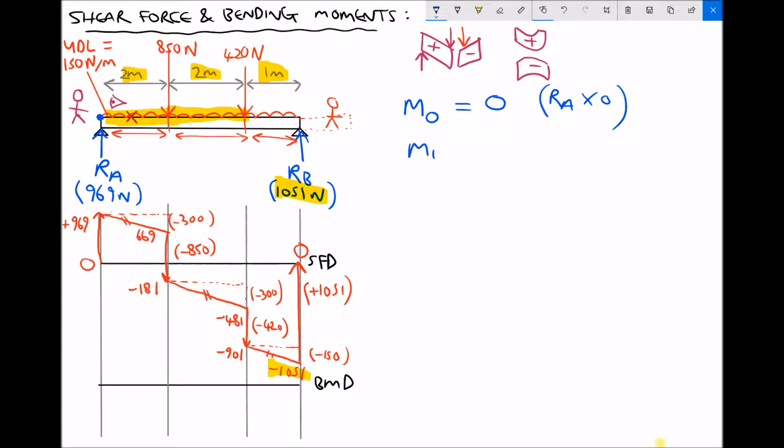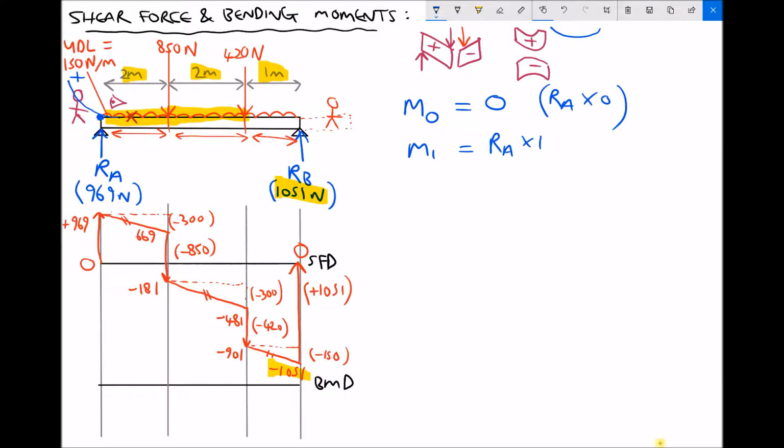Now, when I'm at 1 meter, I can see Ra. Ra's causing positive bending because it's making the beam take on this shape. And if we refer to our convention, we can see that anything that causes the beam to take on that shape is causing positive bending. So we can say Ra times 1. Note that RA is 969 newtons. But here's the important bit. We can also see 1 meter's worth of UDL.